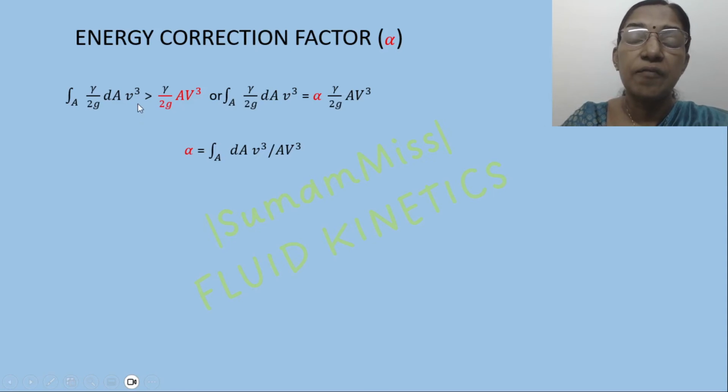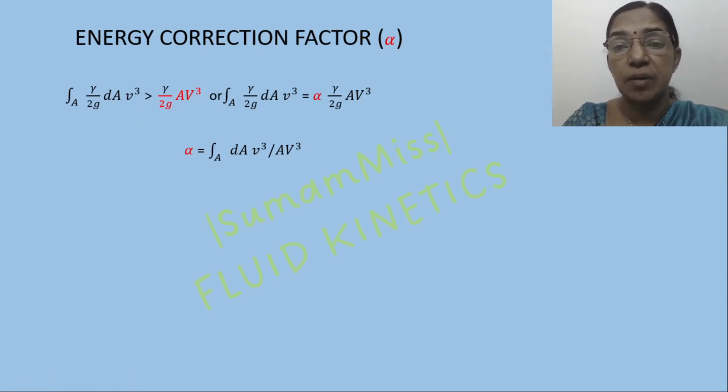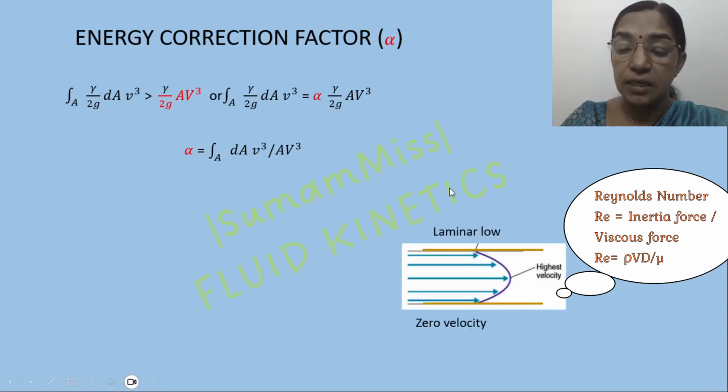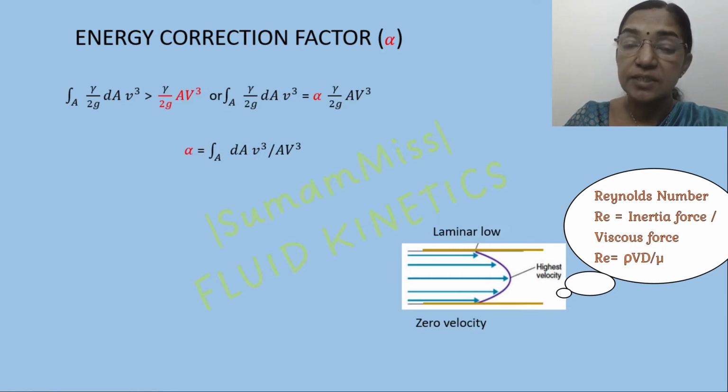The value of alpha is different for laminar flow and turbulent flow. So what is laminar flow? In laminar flow, the Reynolds number is very low, less than 2000 for pipe flow. Another characteristic of laminar flow is that the fluid moves in layers. Each layer has its own velocity, so across a section there is a huge velocity gradient: zero velocity at the boundary, increasing to the maximum value at the center.